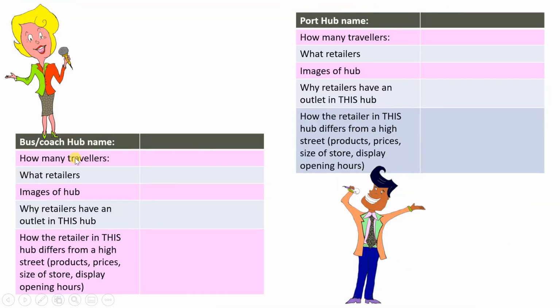The final 2 tables for the task 2 transport hub investigations. You've got the left hand table for the bus or coach hub name. Can you put them in the top row, the dark box, and on the right hand side you've got the port hub name, and for each of those you're going to complete the table below.